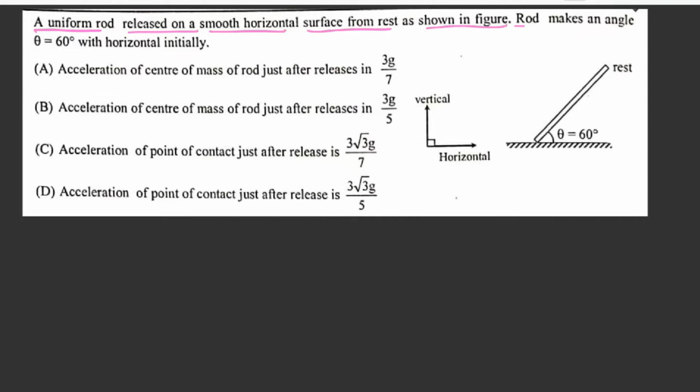The rod makes an angle theta equals 60 degrees with the horizontal initially, and some of the questions they have asked are: what's the acceleration of the center of mass just after release, or the acceleration of the point of contact just after release. But we'll try to figure out all the aspects of this particular question. First of all, we need to analyze the motion.